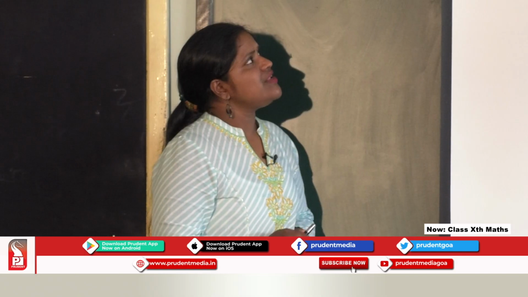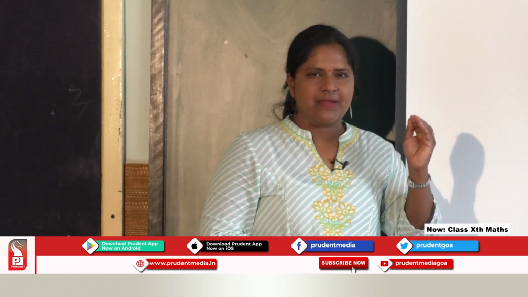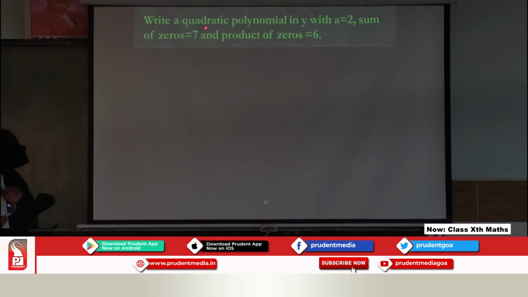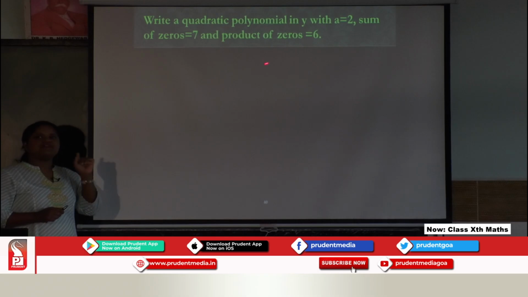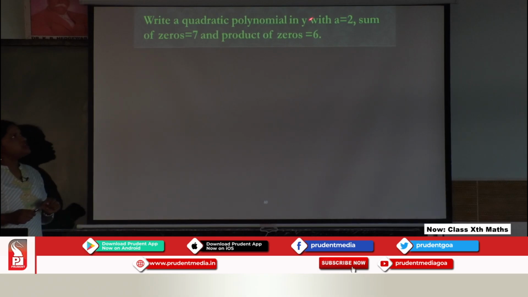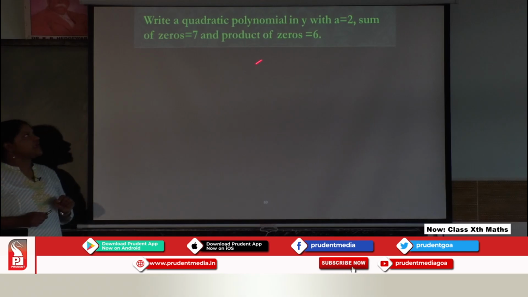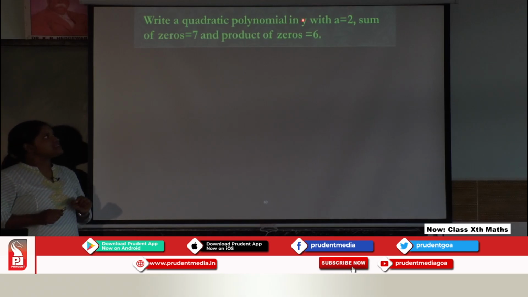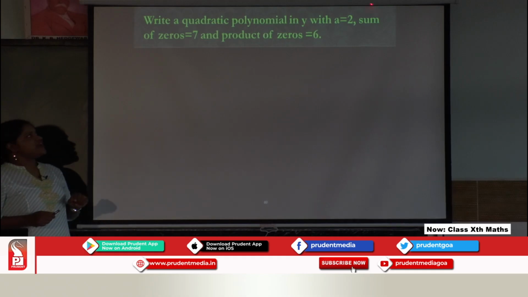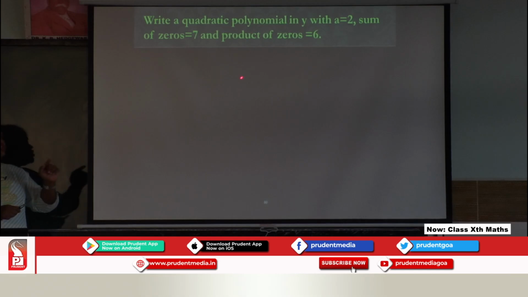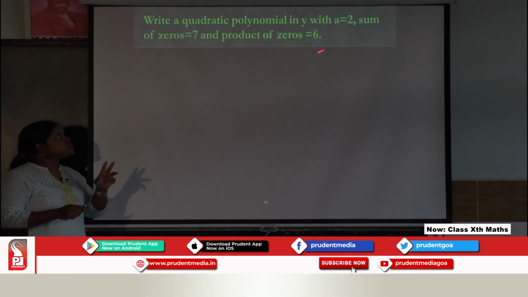Okay. Now let us have a look at one more type of problem, a little applicative type. Write a quadratic polynomial in y. It is specifically mentioned here that the polynomial should be in terms of the variable y, so do not get confused and write x there. Please read the question carefully. With a is equal to 2.